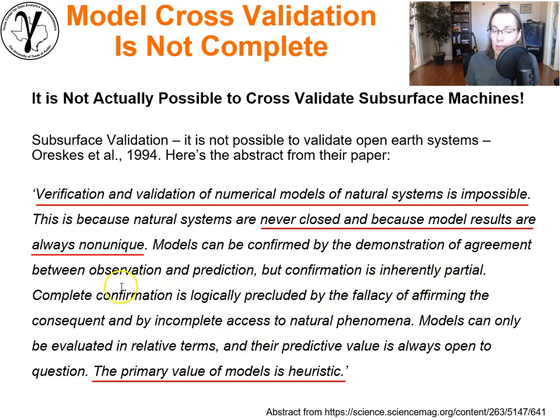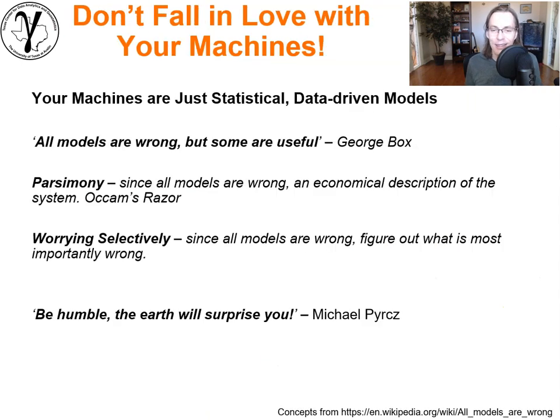It's just supporting evidence. Complete confirmation is logically precluded by the fallacy of affirming the consequent and by incomplete access to natural phenomena. Models can only be evaluated in relative terms, and their predictive value is always open to question. The primary value of models is heuristic. I love that. I love this statement. It just really, really resonates with me. Remember this while you're working with your models. Your confirmation is inherently partial at best. All right. That's so awesome.